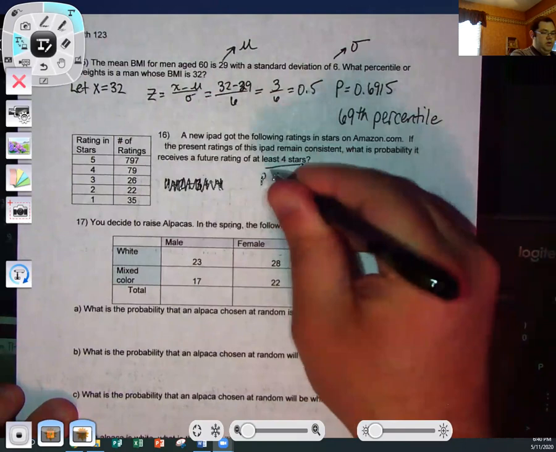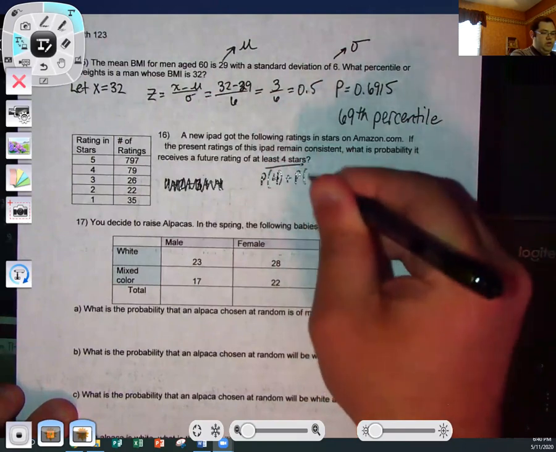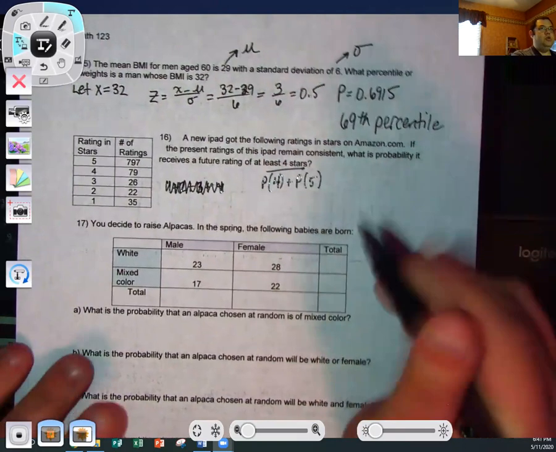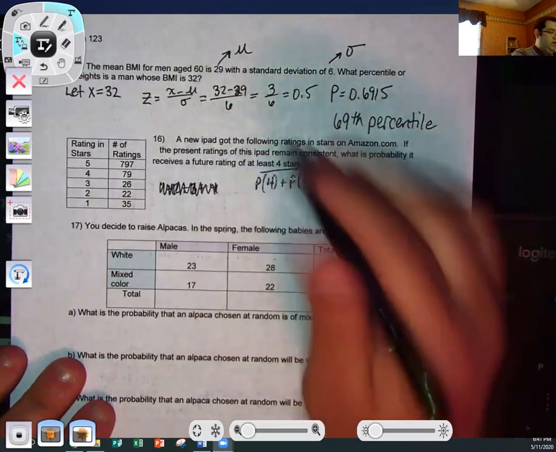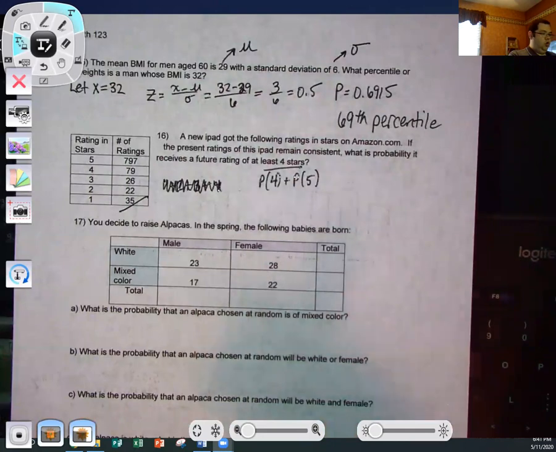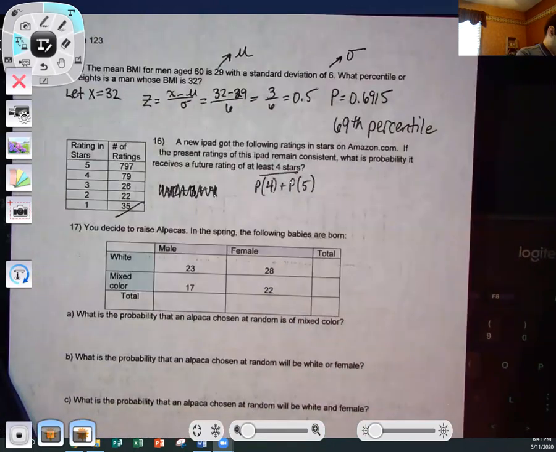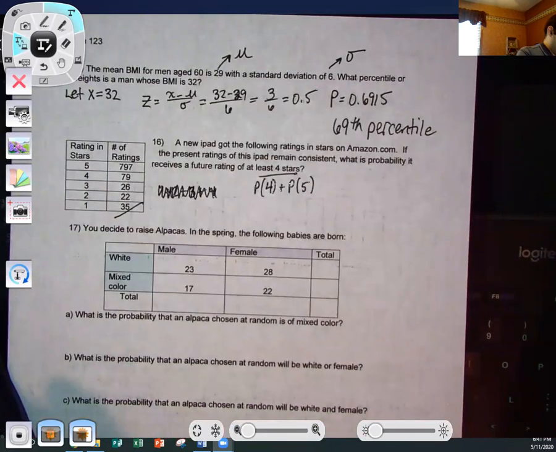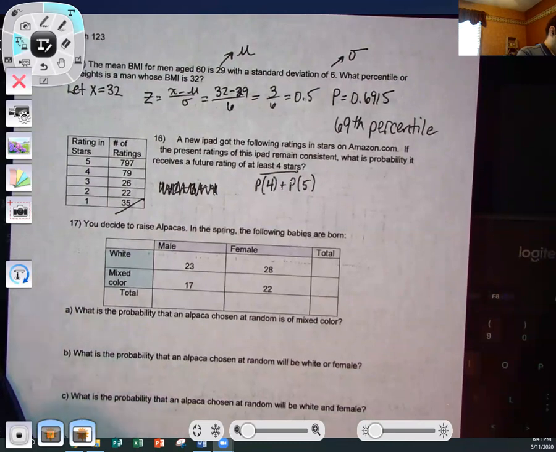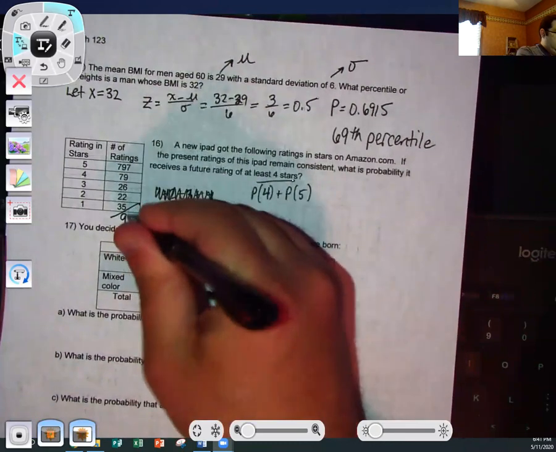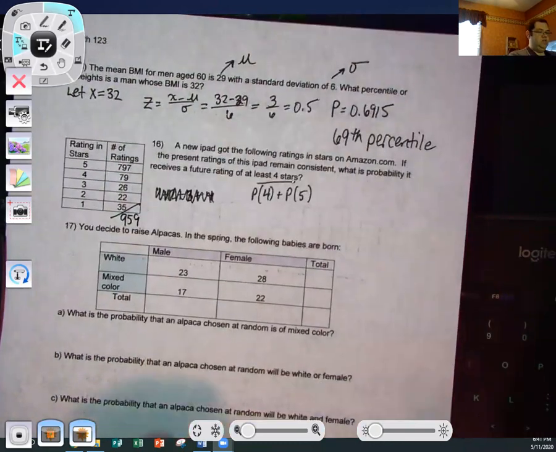So we find the probability of 4 and we add the probability of 5. We want at least 4 stars. Sorry, that would be at most if that were the case. So we add all these together to get a total. So we do 797 plus 79 plus 26 plus 22 plus 35. We end up with a total of 959 ratings.